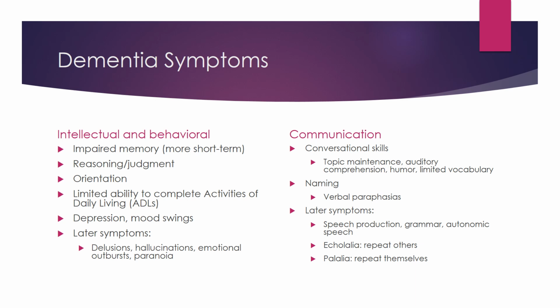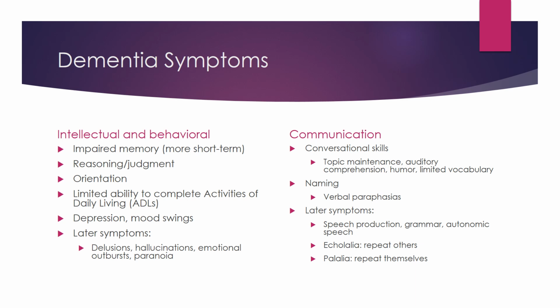As far as naming goes, it can be affected by their vocabulary, so they can also have verbal paraphasias. And then later symptoms where their speech production or their grammar or autonomic speech, like good morning or how are you doing, I'm doing okay, can really be impacted, where they aren't able to do that anymore, or they're going to more autonomic speech where they're only saying very automated messages.